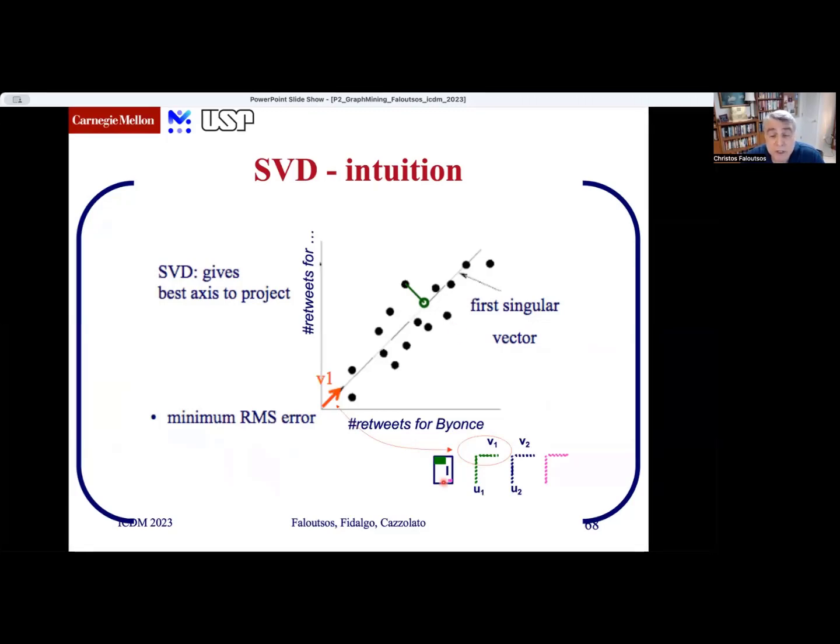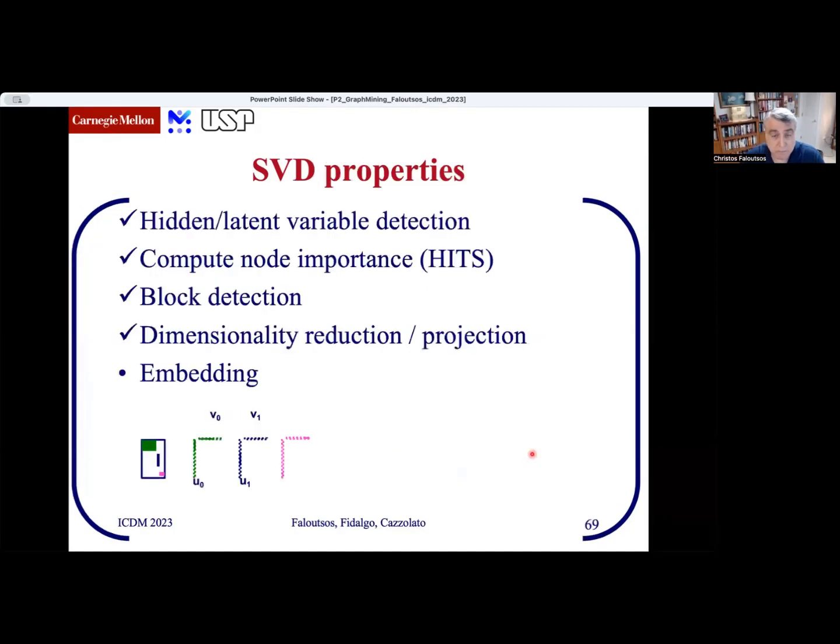So if we do singular value decomposition of this matrix, the rank 1 decomposition will give us the V1 vector, which is the best vector to project these points, best in the sense of minimum root mean square error, which means the sum of squares of the green segments will be minimized if we project our black points on the V1 vector. If we want the second best vector, it will be V2, which will create a plane, the plane of V1 and V2, and so on and so forth.